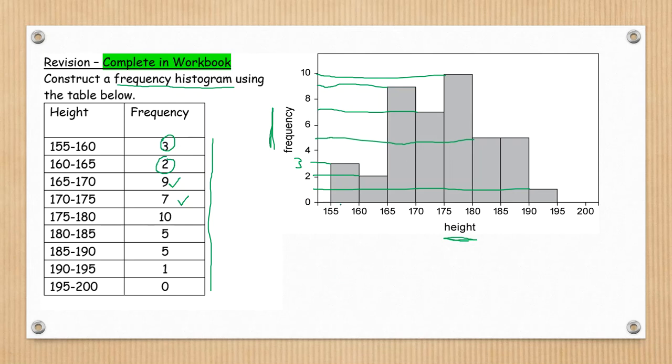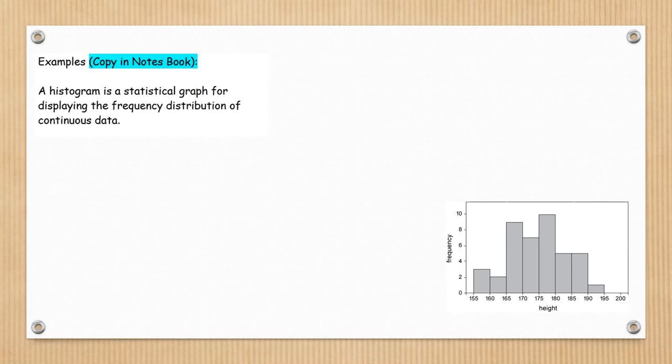Sometimes, instead of 155 to 160, you might see a number here giving an average or a median. So we'll add these two together and divide by 2. So let's look at a few features of this histogram.